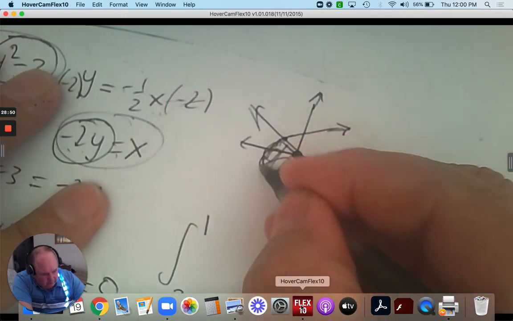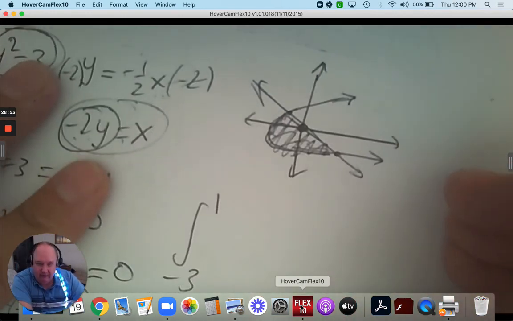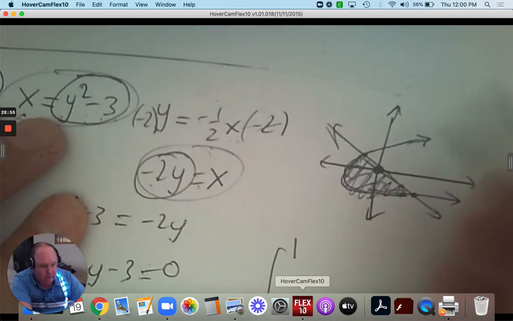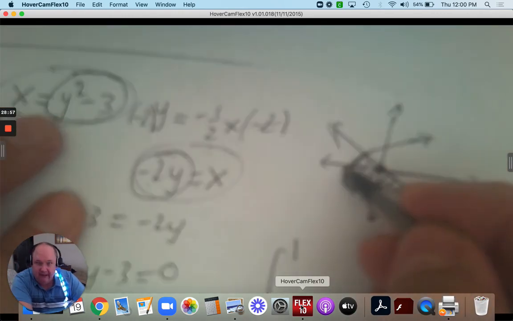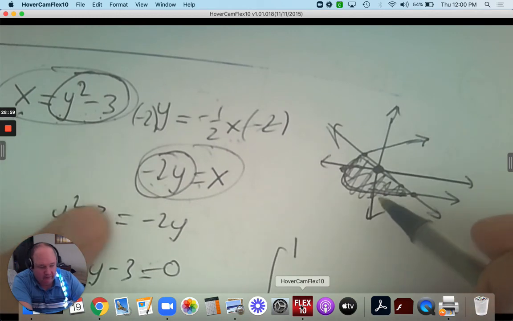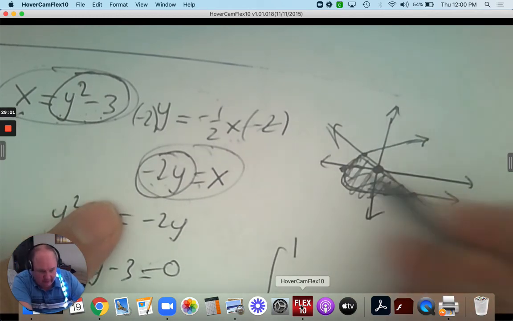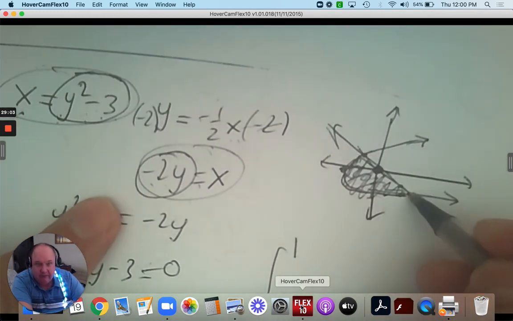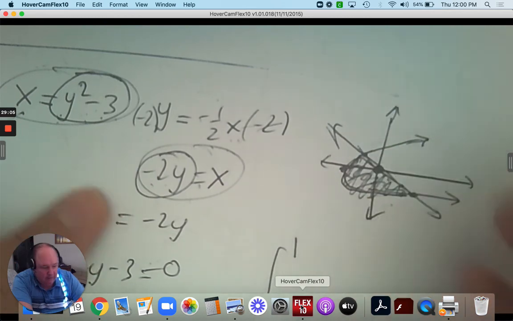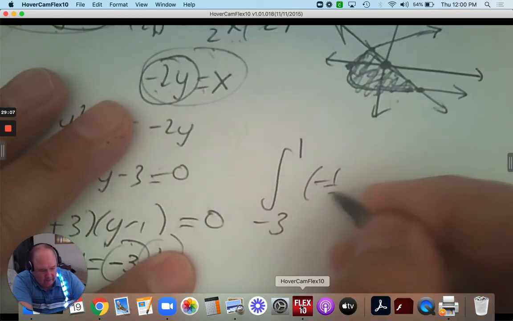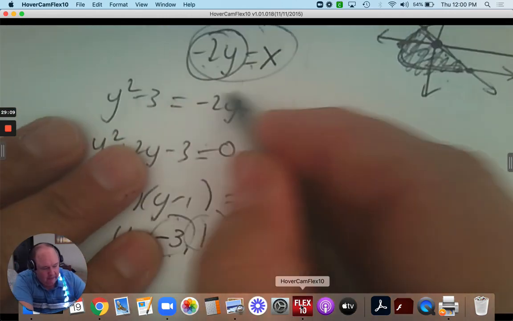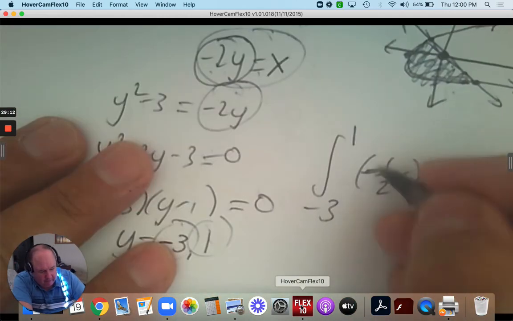And for this one, we're going to use the y values. So there's a sketch of it. So y squared subtract 3, this negative 3 over here is the vertex, negative 3, 0. It's a sideways parabola, and that's the shaded region. What's on top and what's underneath? So on top is negative 1/2 x. Oh, but we write it in terms of y. Sorry, so the top is negative 2y.